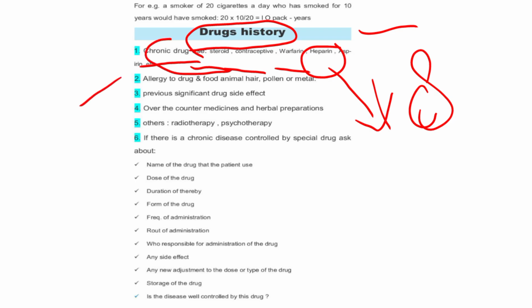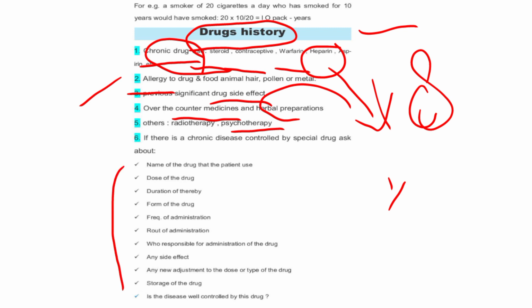When there is chronic use of drugs, this can also lead to illness. Allergy to any, some patients are allergic to drugs, so you can ask this. Any kind of drug side reactions, over the counter medications. Many patients use drugs on their own, so over the counter medication, herbal preparations patient use, you can ask these things, because many drugs have side effects. Radiotherapy in case of cancer, psychotherapy, all these things are very important.